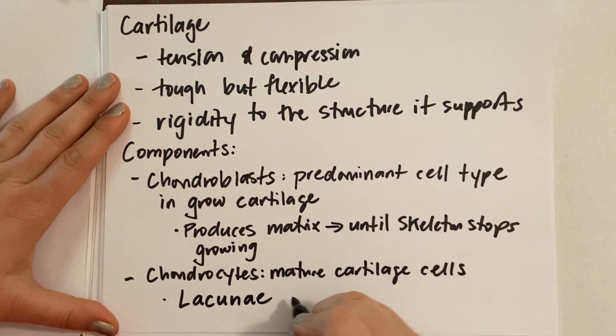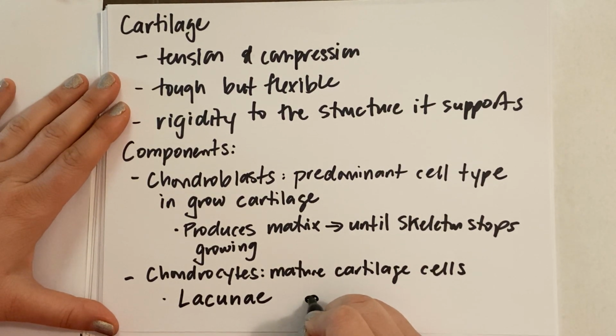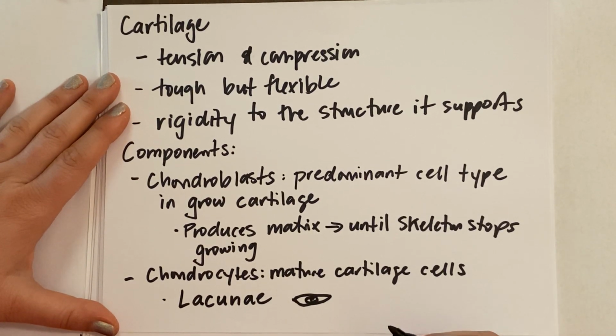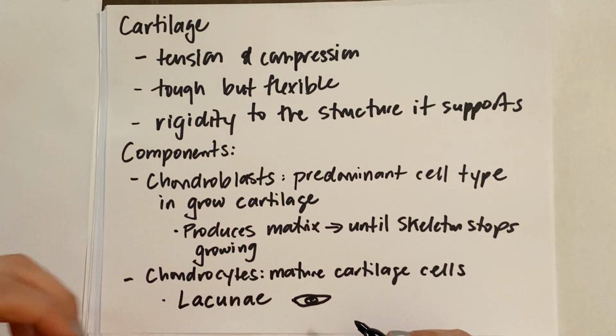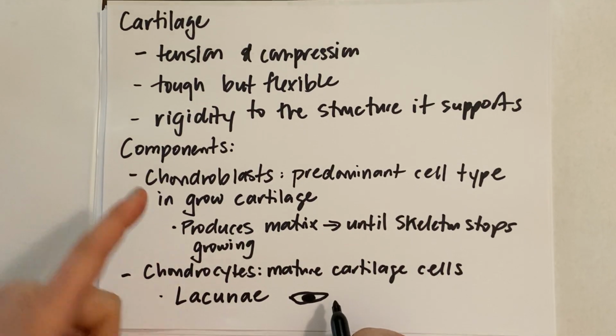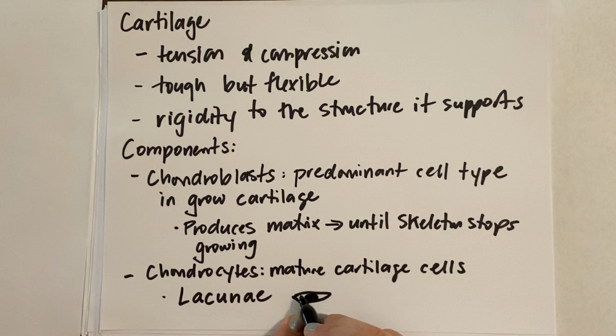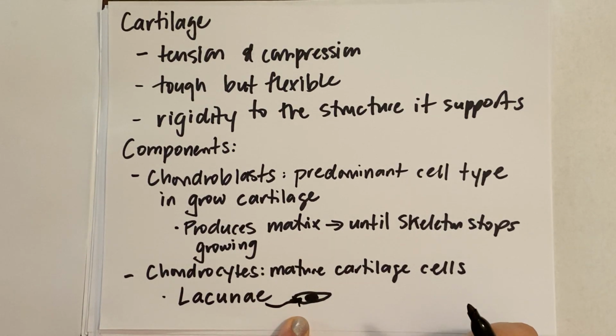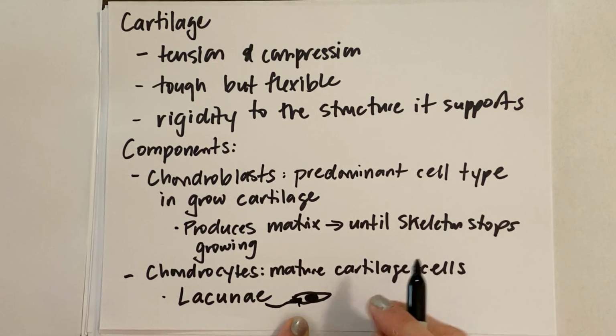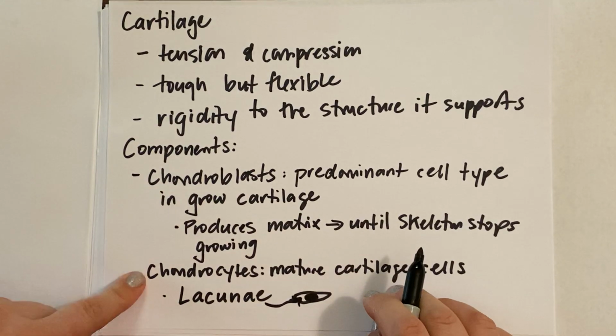The lacunae look like this, where you have the cell in there, and then there's a little bit of a cavity around the cell. That is the lacunae, and outside of that is where the matrix is. In my mind, they sometimes look like little eyes. The eye part would actually be the cell, so this could be a chondroblast or a chondrocyte. And then there's this little bit of area around it, this cavity, which we call the lacunae. So those are the cells that we have, chondroblasts and chondrocytes.